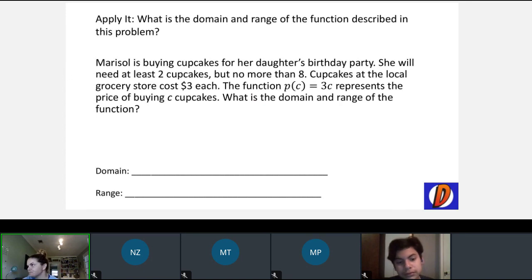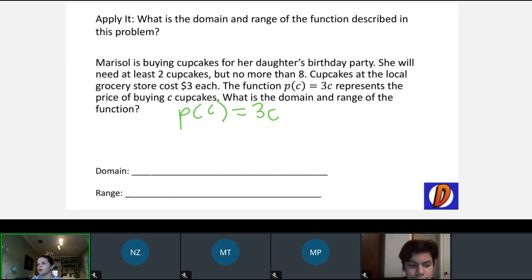So this says, Marisol is buying cupcakes for her daughter's birthday party. She will need at least 2 cupcakes, right? So she knows there's at least going to be 2 people there, but no more than 8. Cupcakes at the local grocery store cost $3 each. The function P of C equals 3 times C. C represents cupcakes, okay? And then P of C is the price, so how much she's going to spend. What is the domain and range of the function?